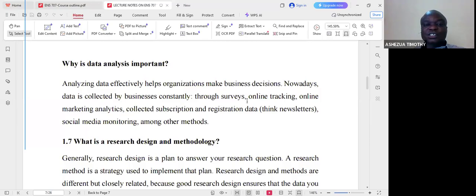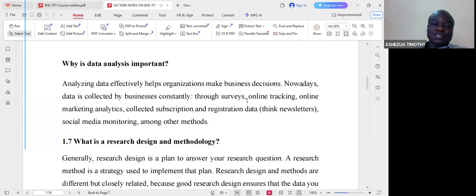So what is the research design? Generally, research design is a plan to answer your research question. You know, there's no good research you'll carry out without designing the research. You have to think of what first. You just sit down and say, which research will I carry out? You know, itemize. You'll be itemizing what you want. The research design is a plan for your research question.